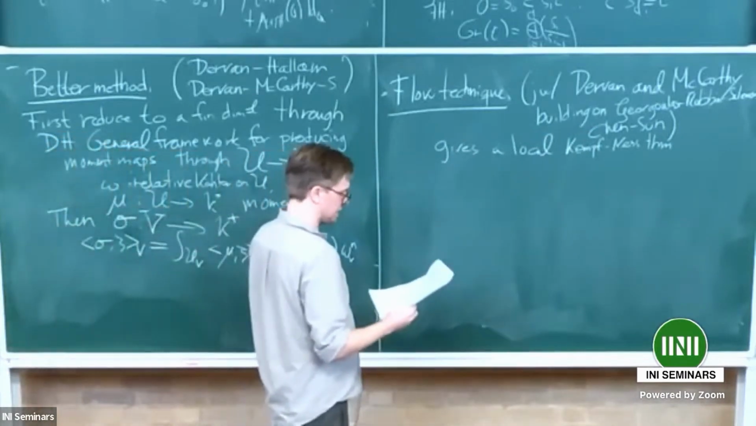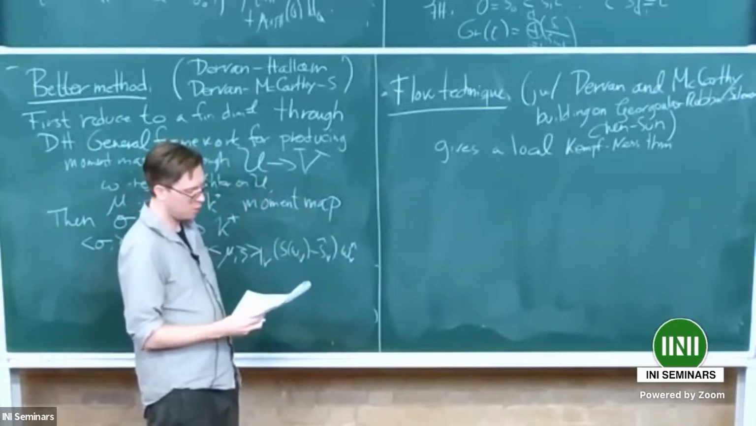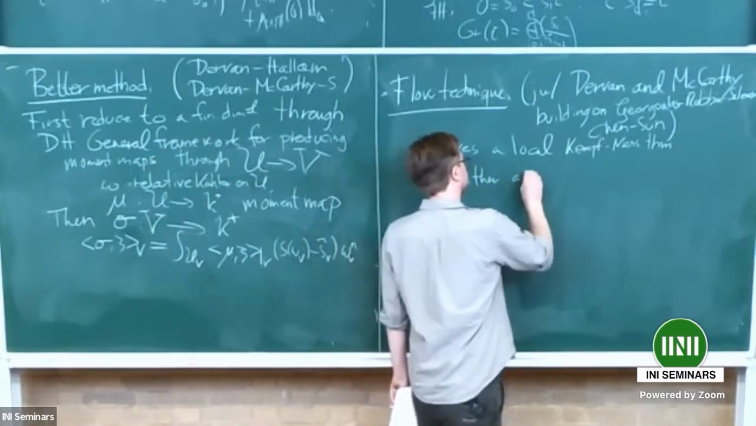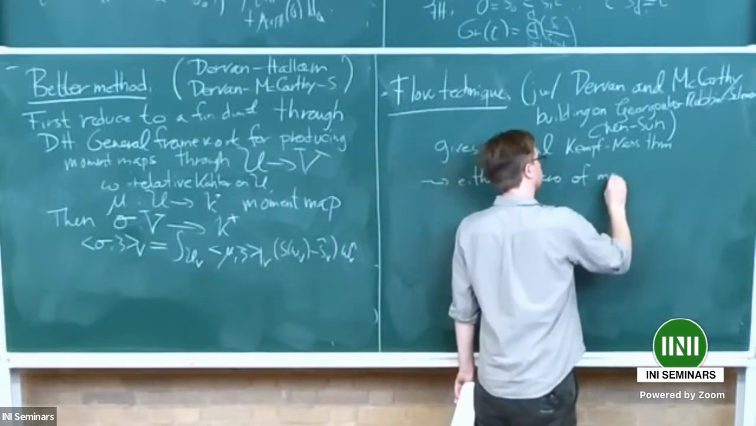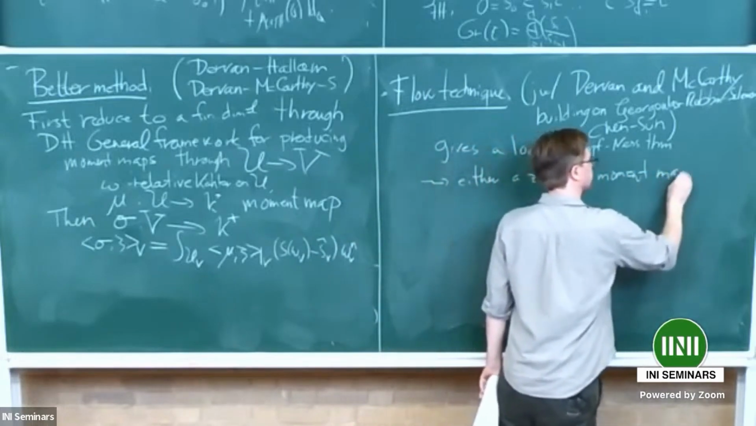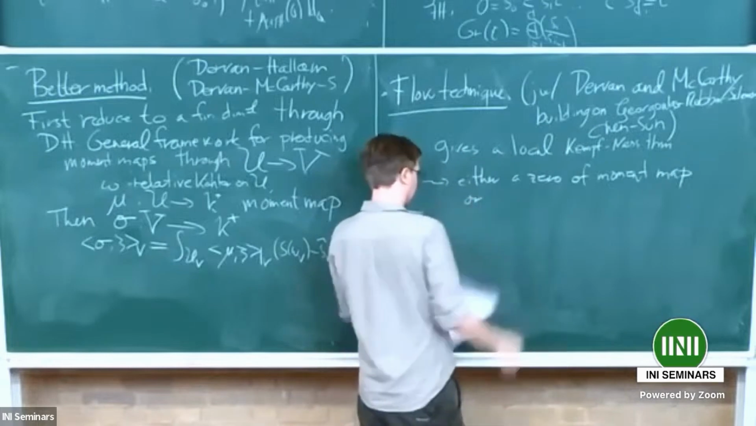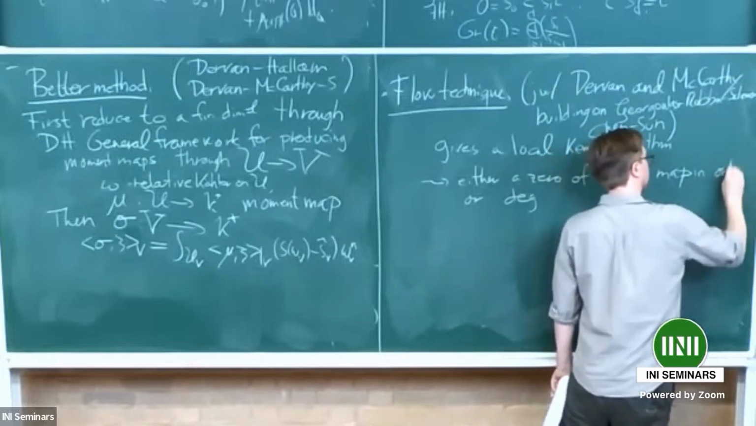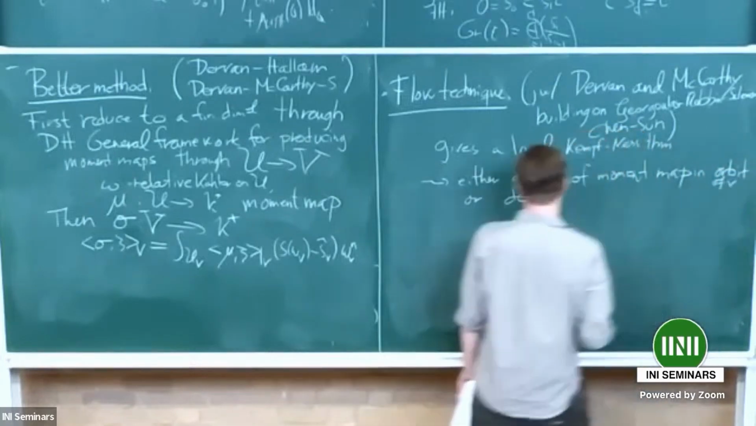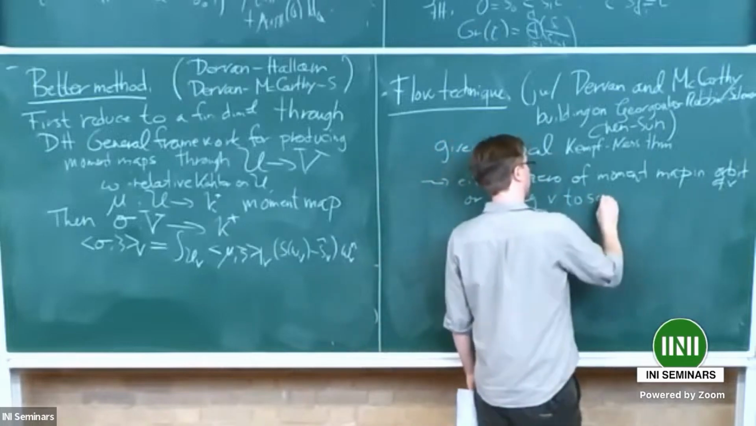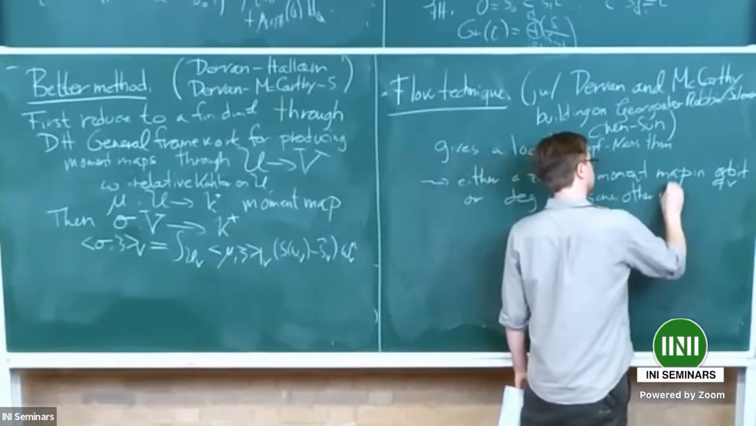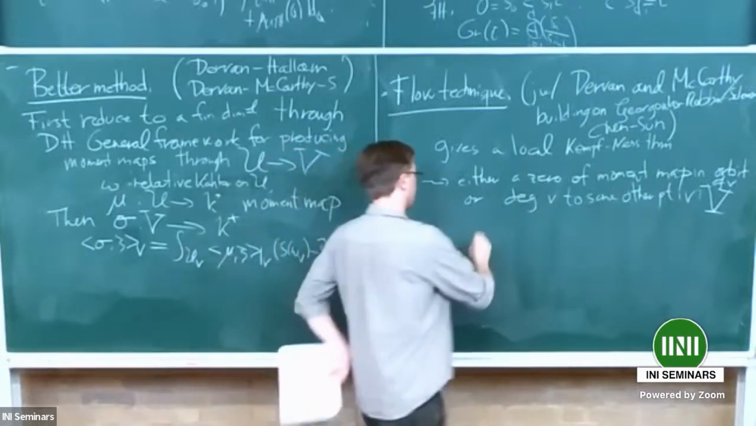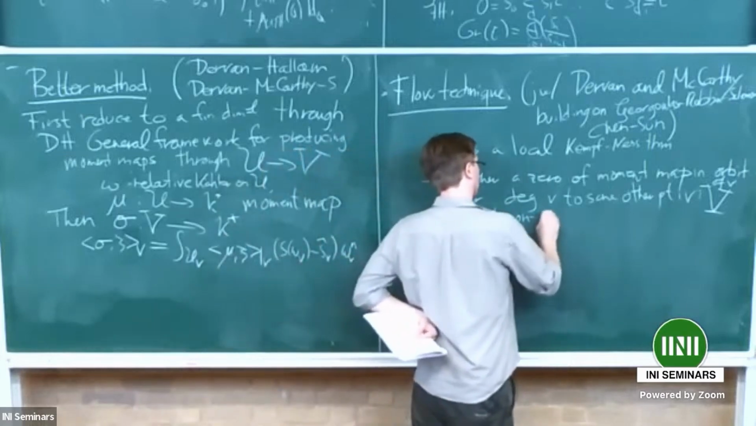And it produces a sort of dichotomy. Either you have a zero of the moment map, or you degenerate, in the orbit that you're in, V to some other point in V, where you have some non-positive weight.